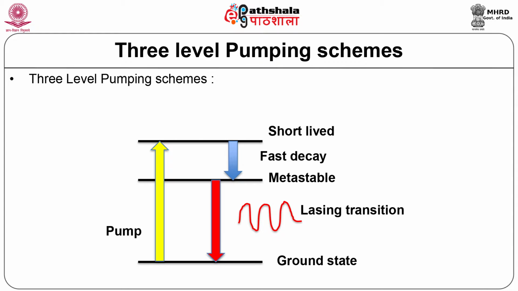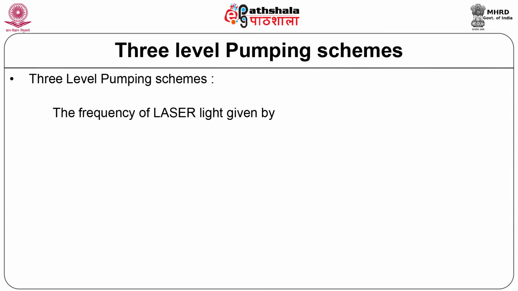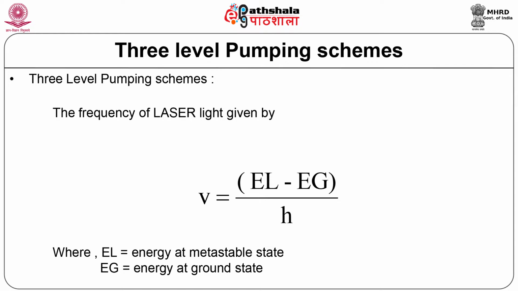EL level is a metastable level, so atoms stay in this state for a longer time and a large number of atoms will be accumulated at this level. Transition from EL to EG is radiative and gives laser light of frequency ν = (EL − EG)/h.